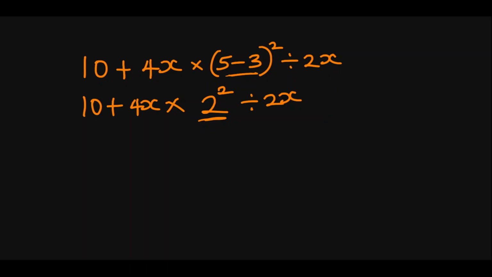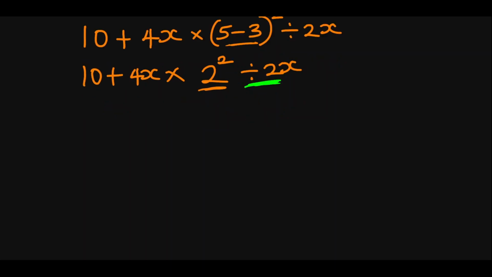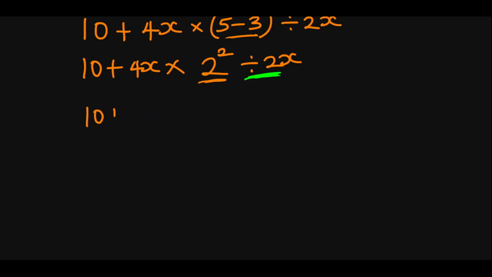While we are doing that, we will also convert our divided by 2x to times 1 over 2x, which is the reciprocal, which is one of the things I said is very important to do in order to prevent confusion. That will now give us 10 plus 4x times 2 raised to power 2 is 4, then times 1 over 2x. What we have left, we have plus and times, and they are not from the same family, so we cannot rearrange or do anything. We have to do the multiplication first.